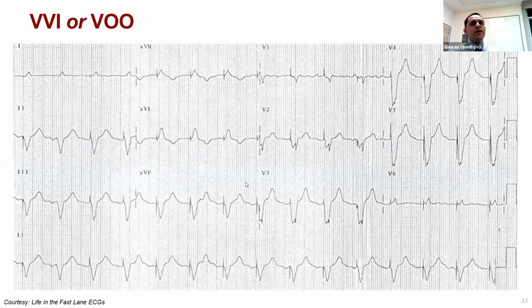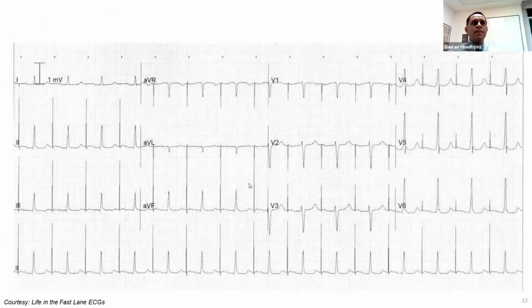So here's another example, pacing what looks like most likely an RV apical lead. Interestingly, positive now in V6, so maybe not quite as distal. The underlying rhythm here is atrial fibrillation, so here we have VVI or VOO. What's going on here?